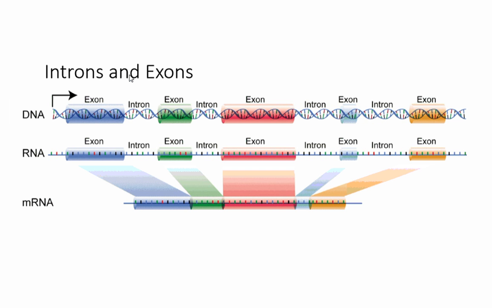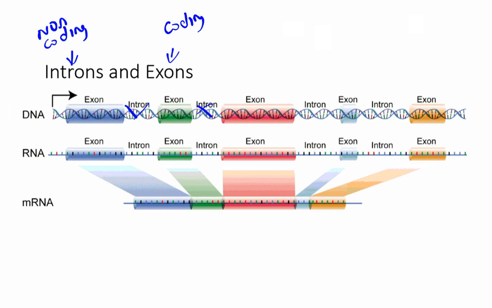Well, introns are the non-coding portion of the gene, or of the DNA. It doesn't code for anything. So why is it there? Well, the introns are taken out, and then these exons, which are the coding portions or the useful portions of the DNA, can actually be switched around to make alternative proteins.